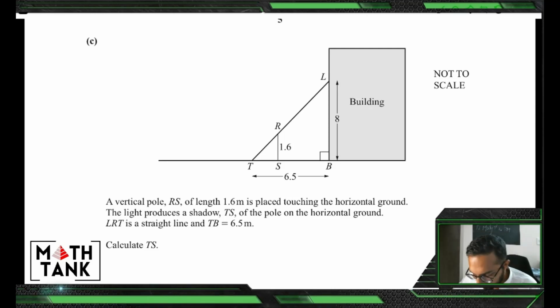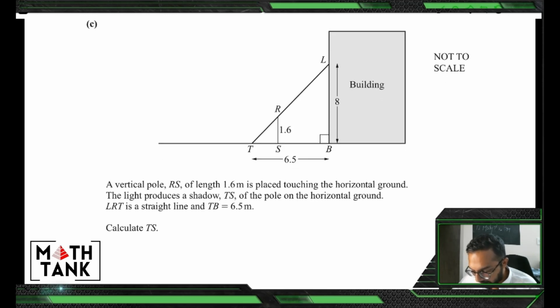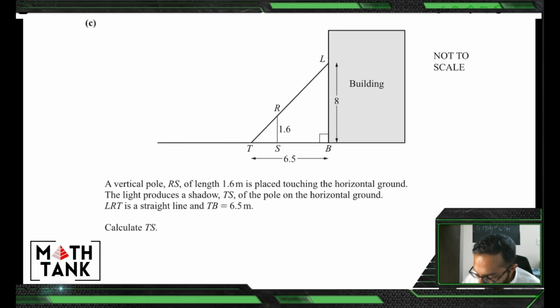It says a vertical pole RS of length 1.6 meters is placed touching the horizontal ground. The light produces a shadow TS of the pole on the horizontal ground. LRT is a straight line and TP equals 6.5. Okay, calculate TS. So I'm just asking you to calculate this length. Let's call that X again.